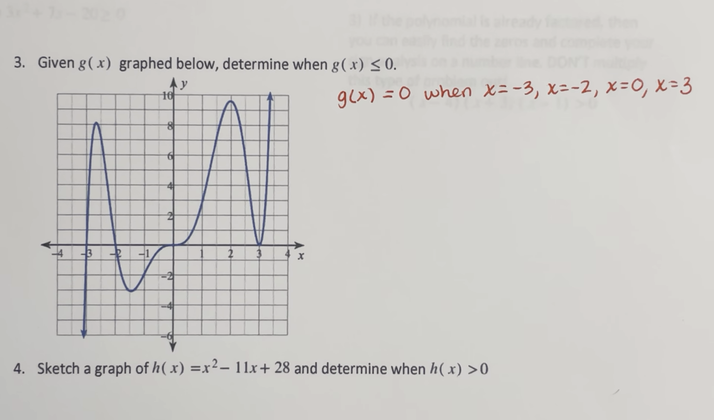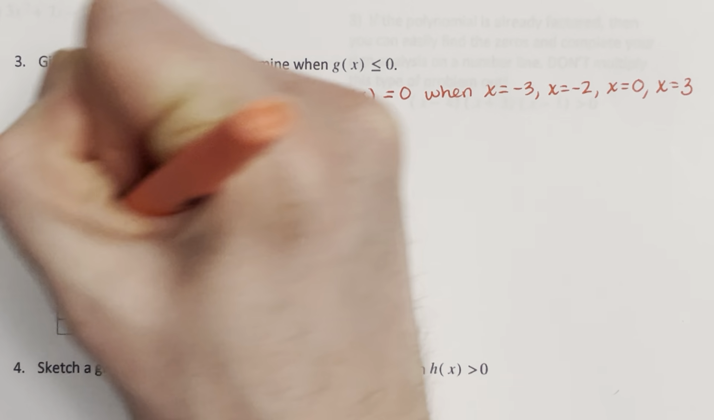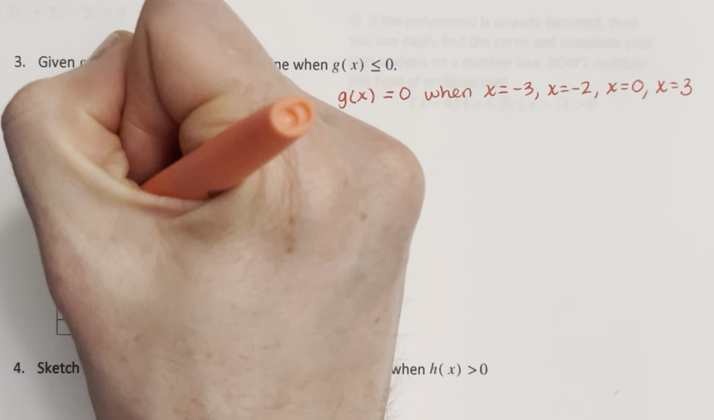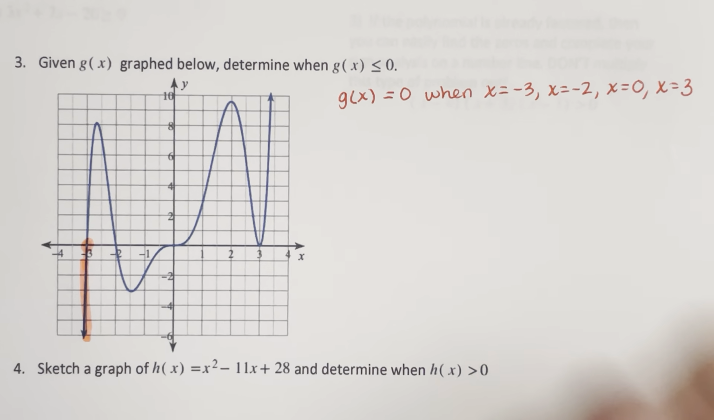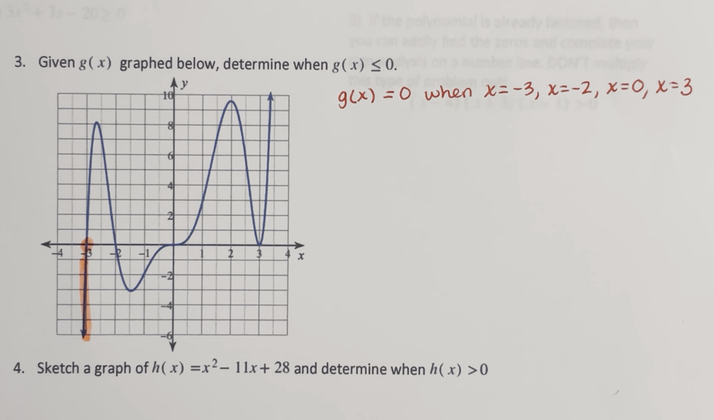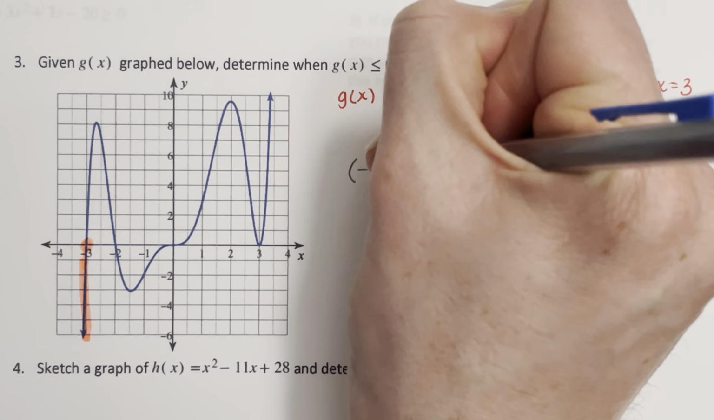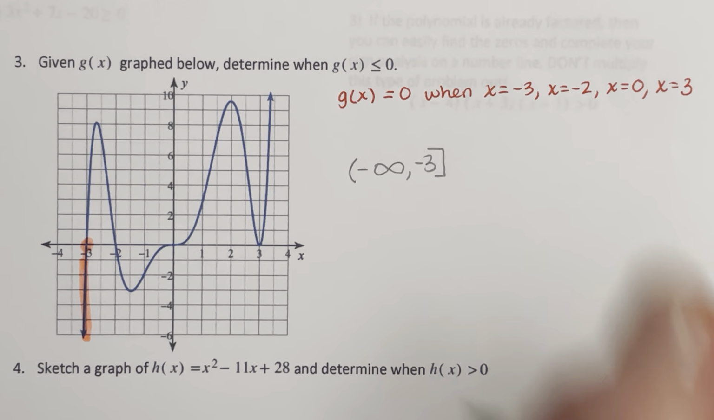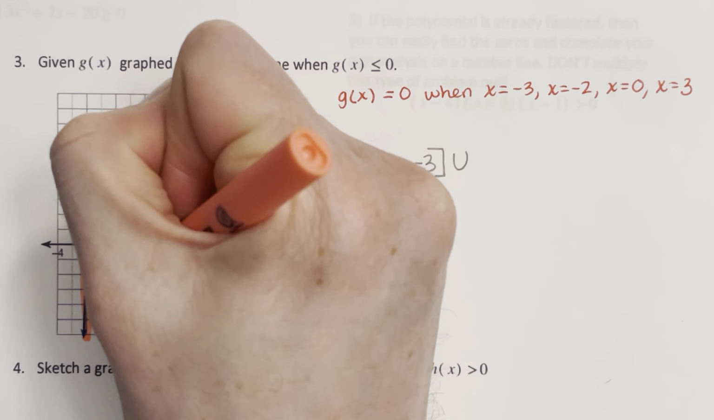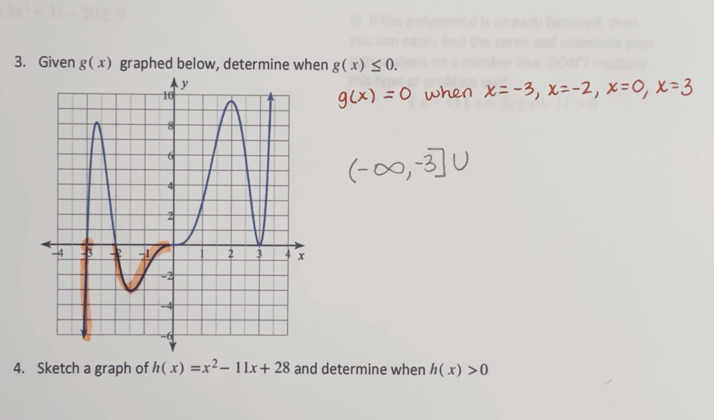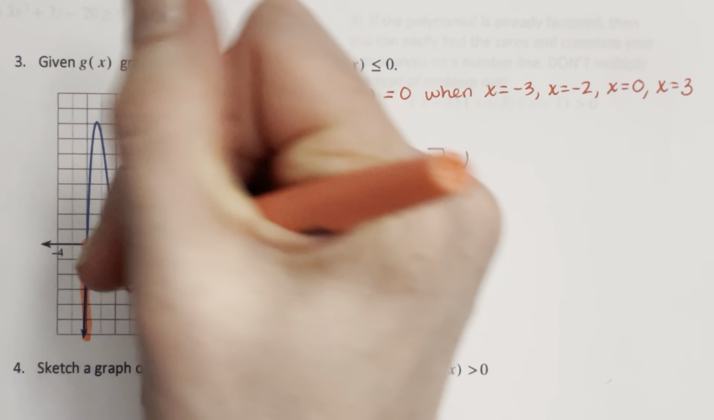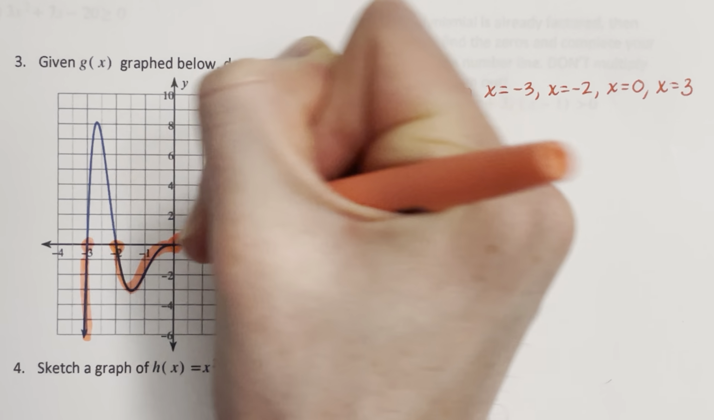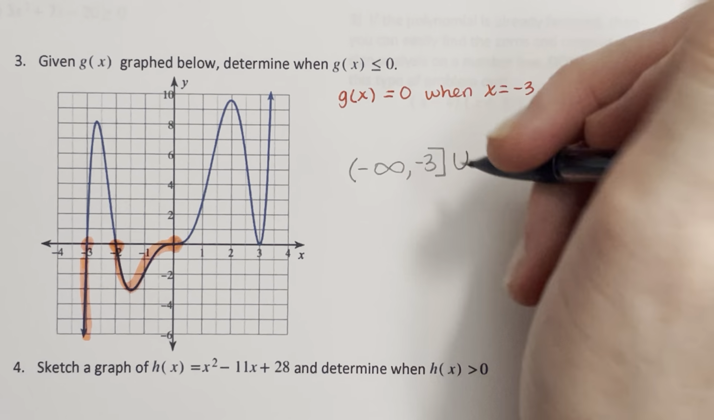If the inequality wants to know when it's less than or equal to, it's less than 0 in this beginning section, but it's equal to at -3. So to describe that section, we would go from -∞ all the way to -3 with a bracket. It has another section when it's less than 0 in between here. It is equal to 0 at -2 and at 0. So that would go from -2 to 0.